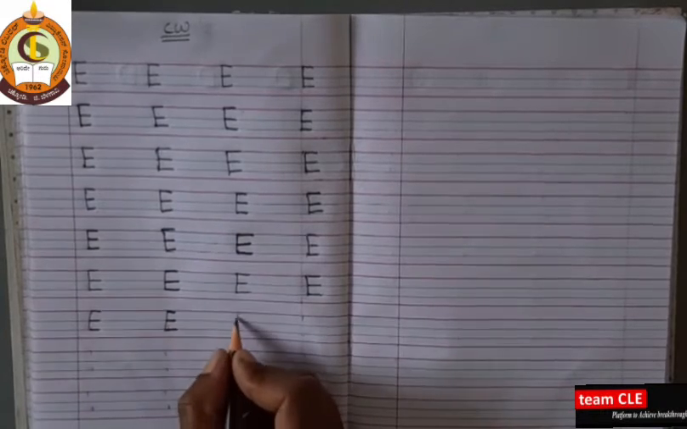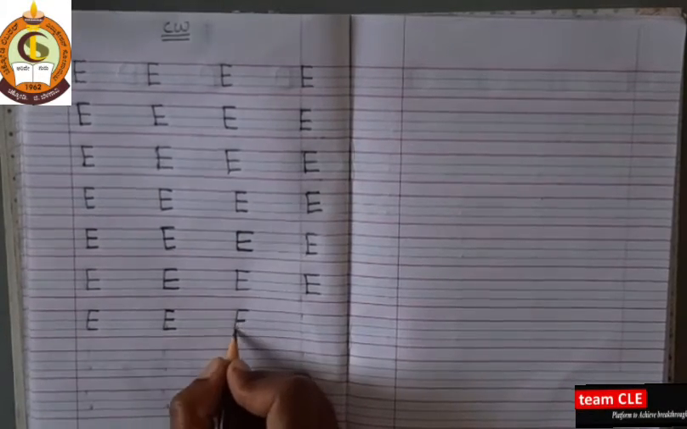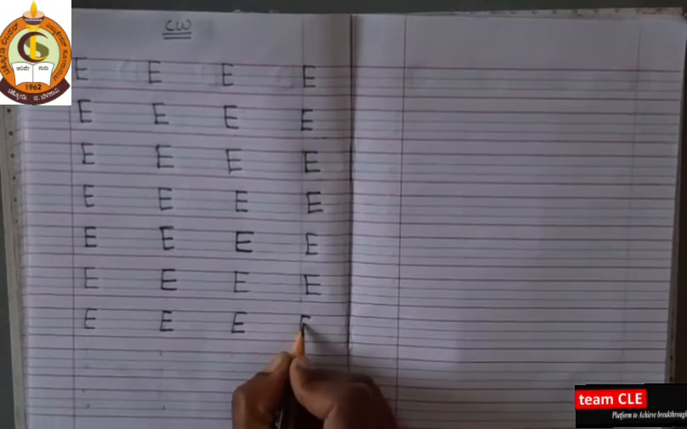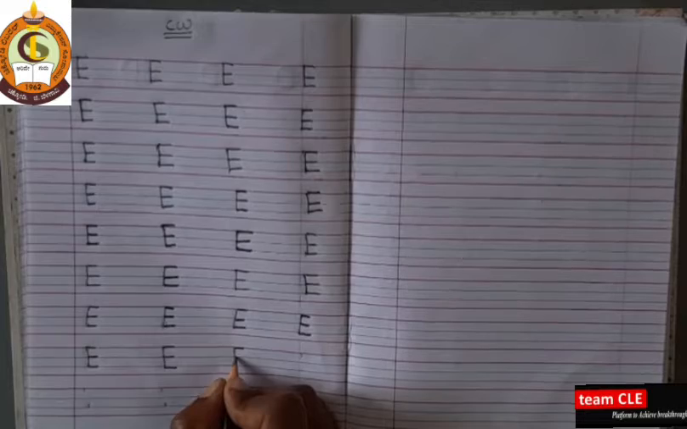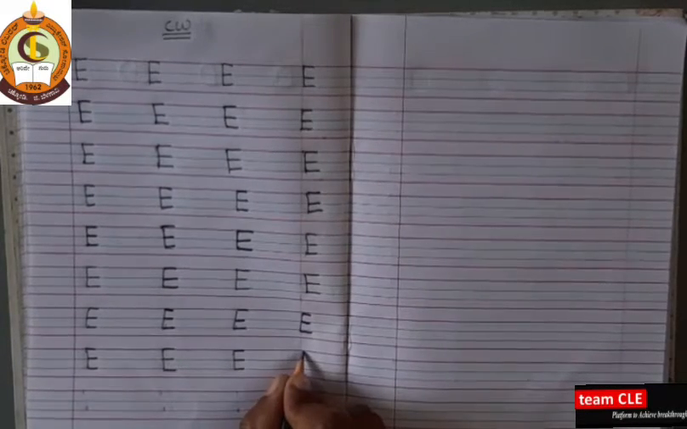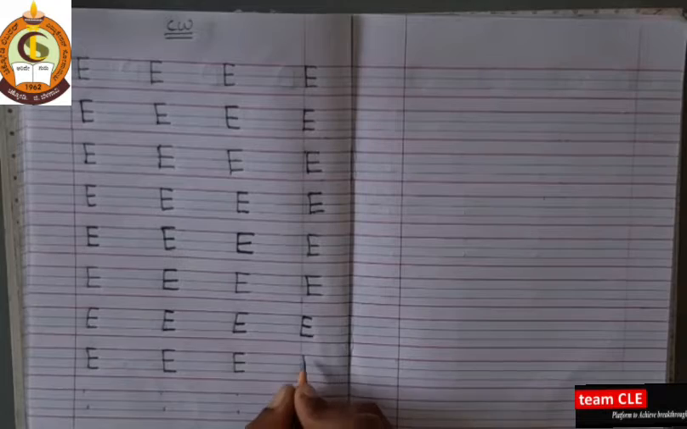E for elephant. E for ear. E for eyes. E for eagle. Do you see? Yes. So like this you have to write it neatly. Okay. Write again. E for elephant. E for eagle. E for eyes. E for ear. E for egg.